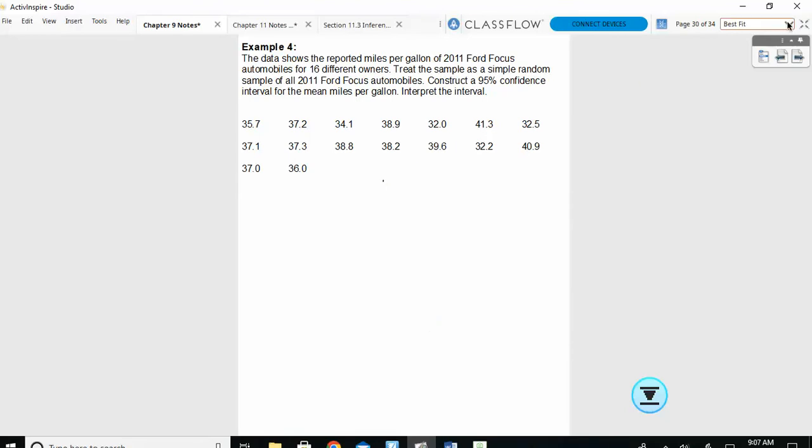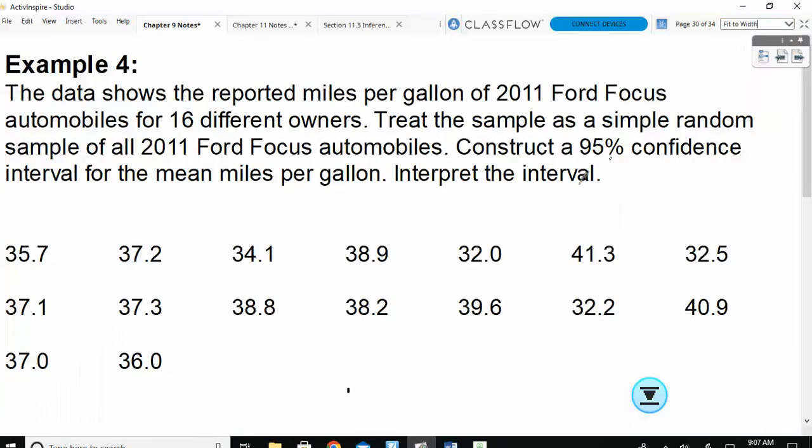So let's look at this one. This data shows miles per gallon from a Ford Focus with 16 different owners. Treat the sample as a simple random sample. Construct a 95% confidence interval for the mean miles per gallon. Interpret this interval. All right, would this be one that you think would be easier to do by hand or on the calculator?